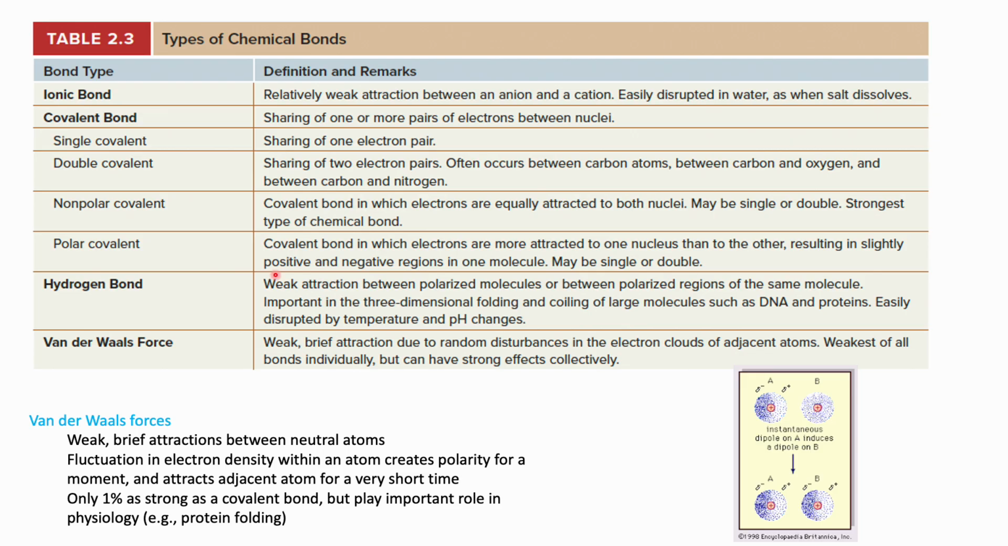We also have van der Waals forces. These are weak, brief attractions between neutral atoms. Because of the electron cloud density, as those electrons are orbiting around the nucleus, at some point in time, some electrons might be more towards one side than the other, creating also a difference in charge in the other atom, and this will create a very weak, brief attraction between neutral atoms.